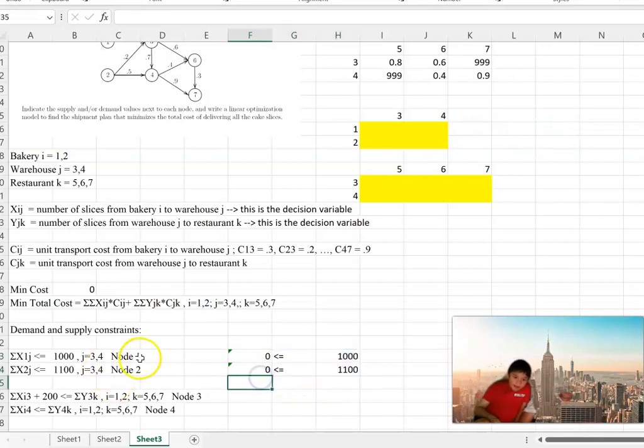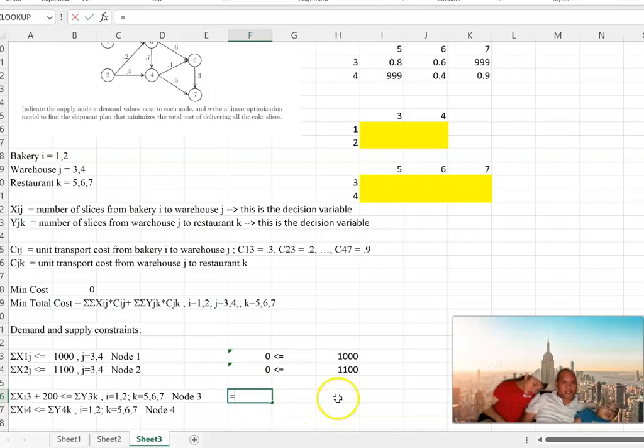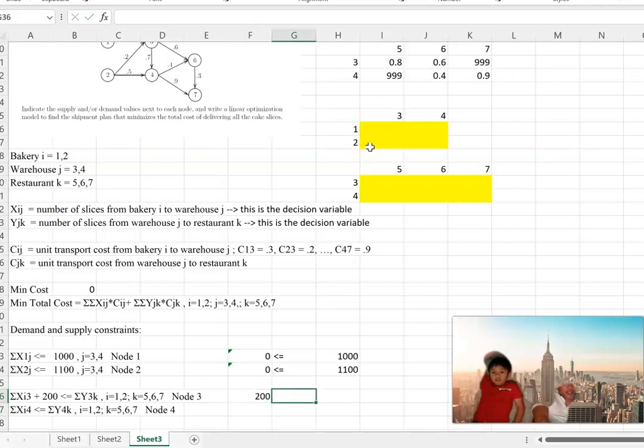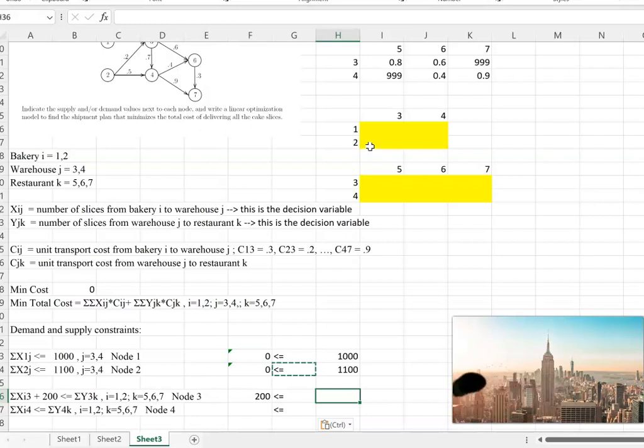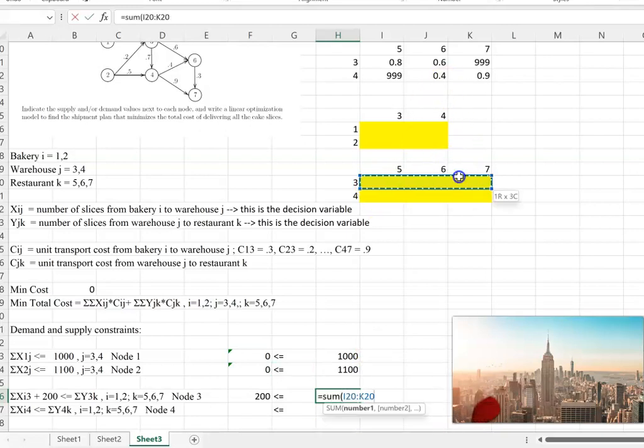There. Next is that everything that comes into 3, that's going to be this plus this, plus the 200, is also going to be less than or equal to everything that comes out of 3. So everything that comes out of 3 is here. Everything that comes out of 3.